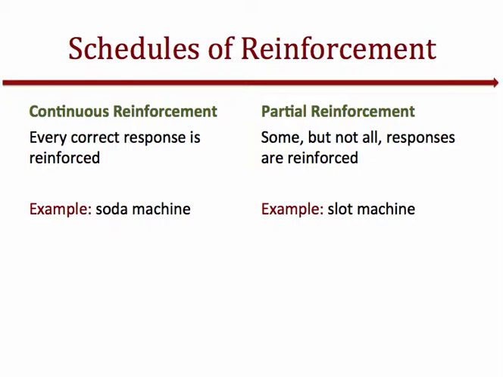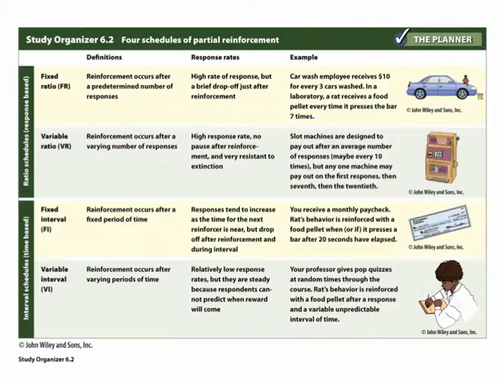An example of this would be a slot machine. Sometimes you put money in and get money back. Sometimes you put money in and you get nothing. Okay, but there are actually a number of different schedules of reinforcement, but the four most important schedules to be aware of are fixed interval, fixed ratio, variable interval, and variable ratio.